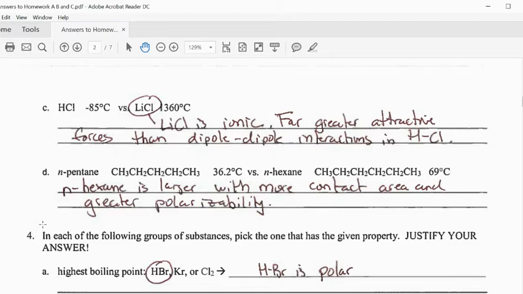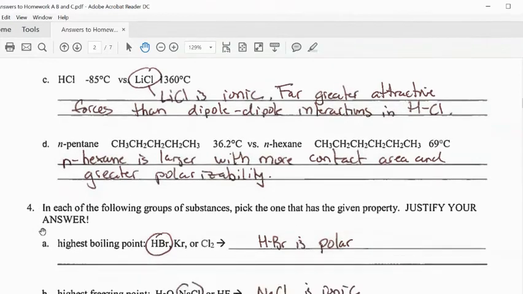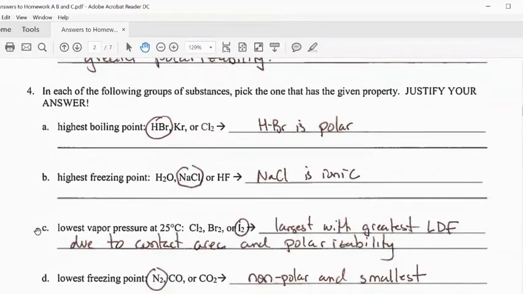And then we have n-pentane versus n-hexane. Both of them are straight lines, and that's what the n means. It's just a straight line. You don't have to know that n means a straight line, not yet. Wait till you get to organic chemistry for that. Notice how they've given the name and the formula. So n-hexane is much longer, and therefore its electrons can be polarized across a longer distance, and that long distance is also a factor, since there is more contact area for the electrons to interact.